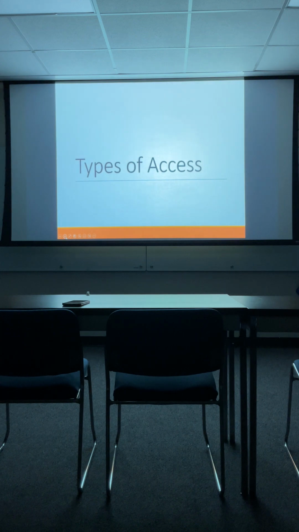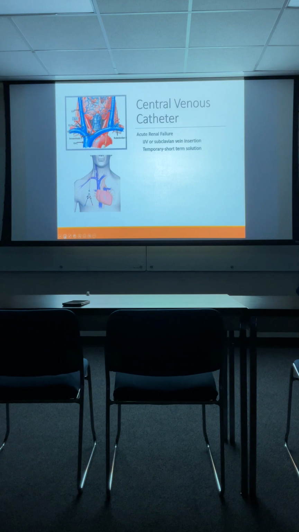So now we're going to talk about the types of vascular access that are used. So the first type is a central venous catheter. And basically they're going to place a catheter in through the internal jugular vein or the subclavian vein, and they're going to feed it through to the vena cava. This is a temporary solution for dialysis while the patient is waiting to get a more permanent hemodialysis graft or fistula.